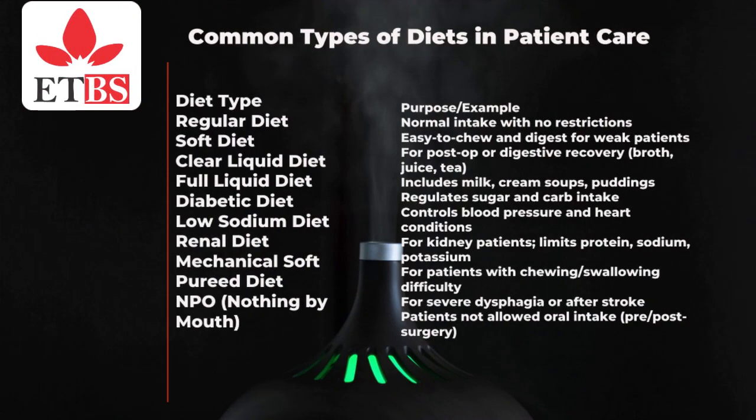Common types of diets in patient care. Diet type, purpose, example. Regular diet, normal intake with no restrictions. Soft diet, easy to chew and digest for weak patients. Clear liquid diet, for post-op or digestive recovery. Broth, juice, tea. Full liquid diet, includes milk, cream soups, puddings. Diabetic diet, regulates sugar and carb intake. Low sodium diet, controls blood pressure and heart conditions. Renal diet, for kidney patients.